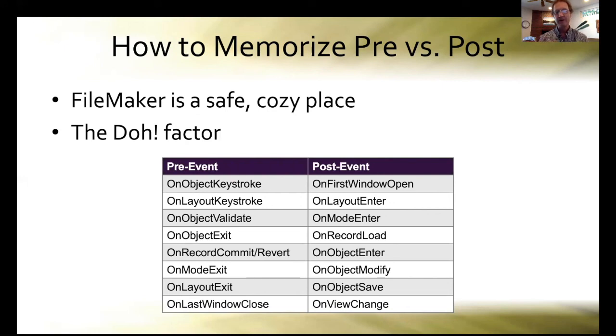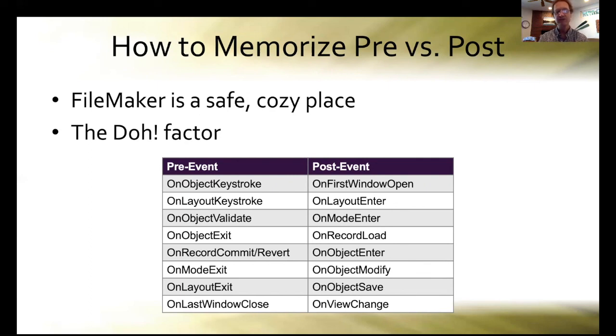Pre-event. On object keystroke, on layout keystroke, right? You can prevent or back up on keystrokes being made. On object validate, on object exit, on record commit, on mode exit, on layout exit, on last window close, things that you would potentially regret.